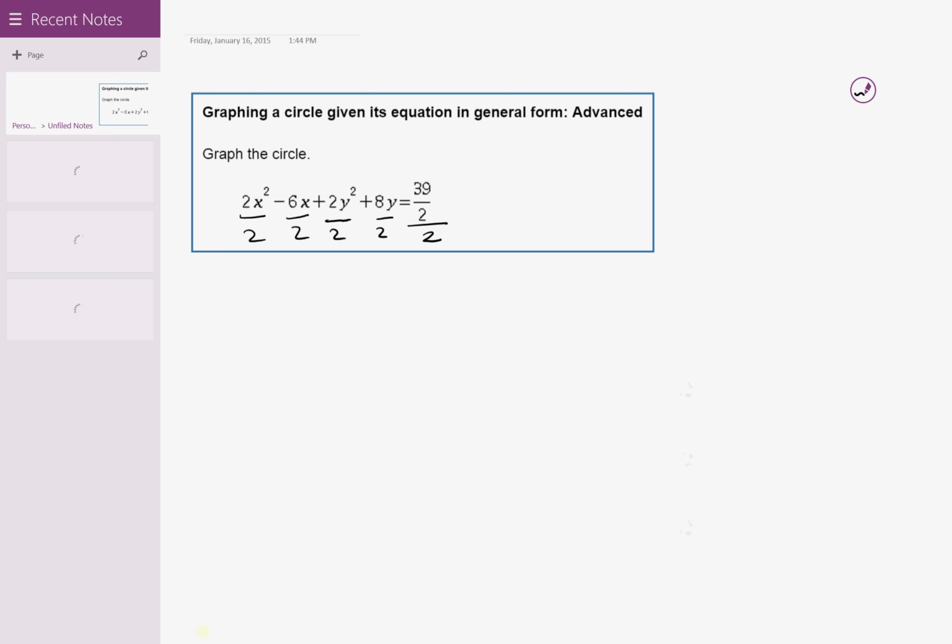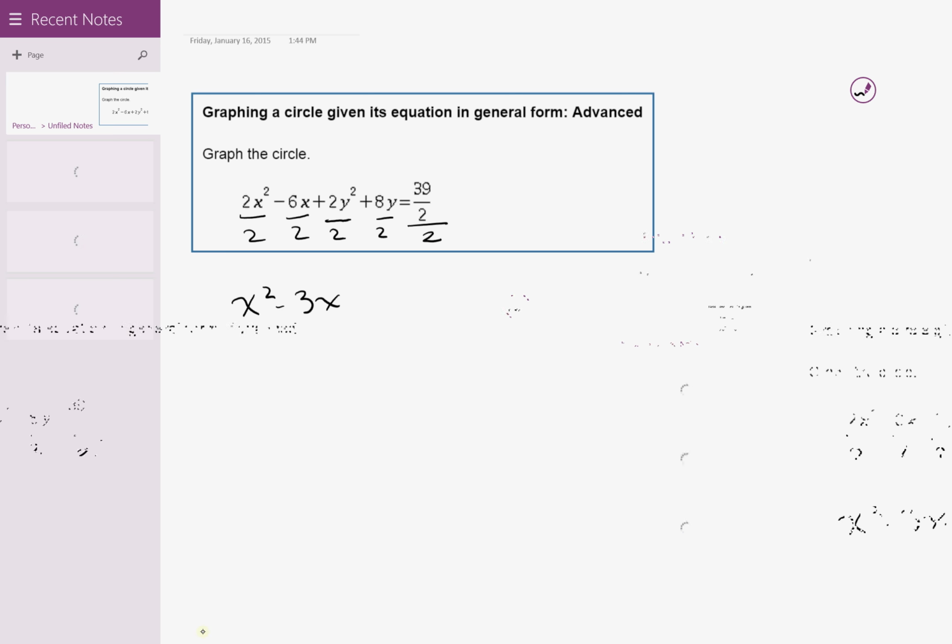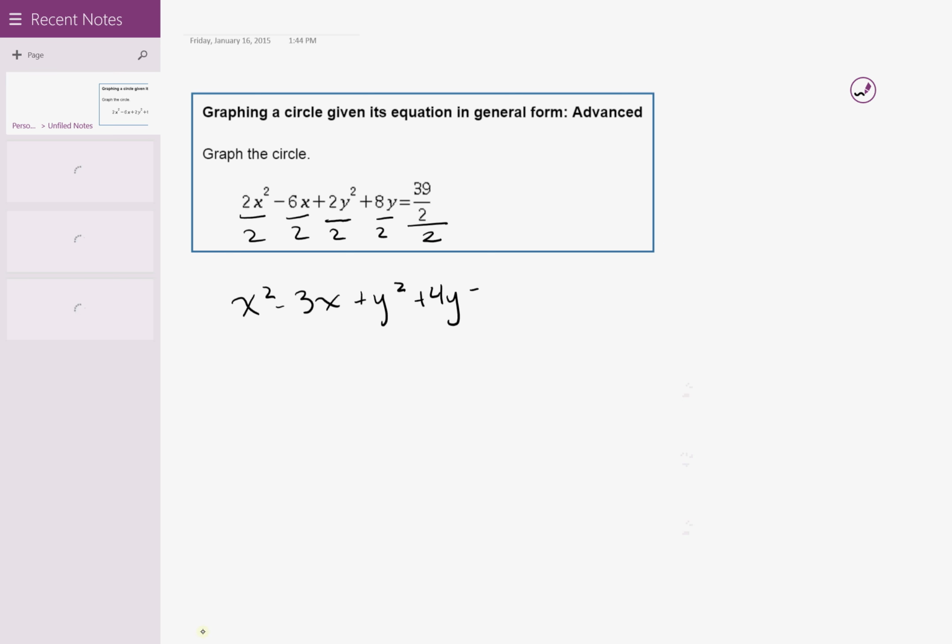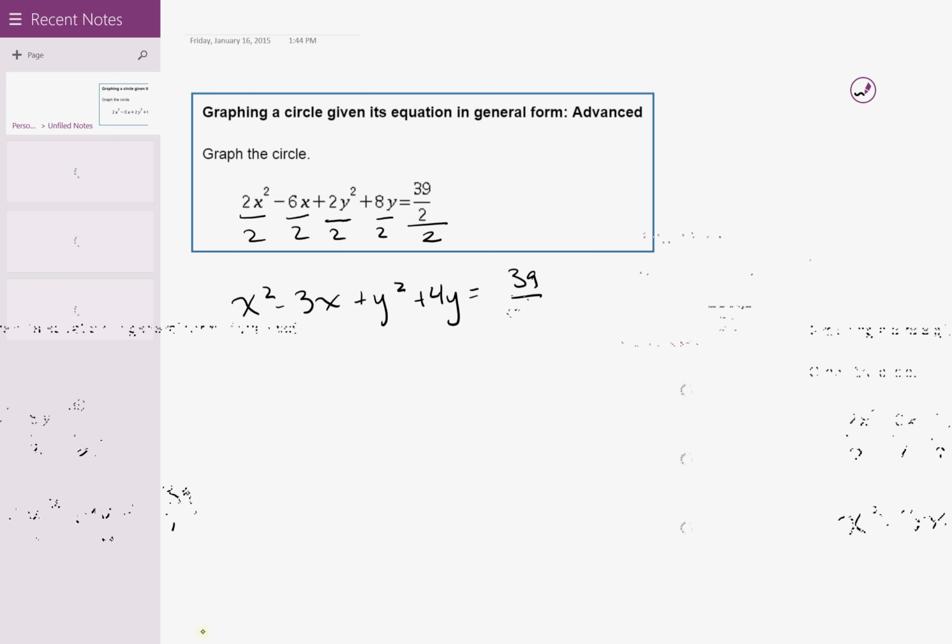And this actually helps us out a little bit here with that lovely fraction. So x squared minus 3x plus y squared plus 4y is equal to 39 over 4.